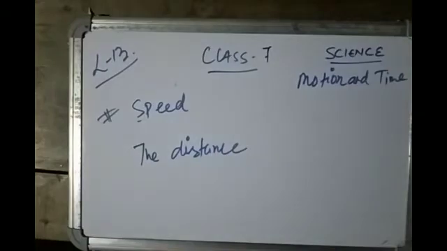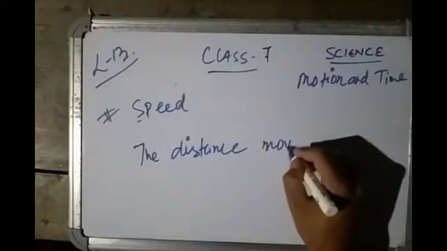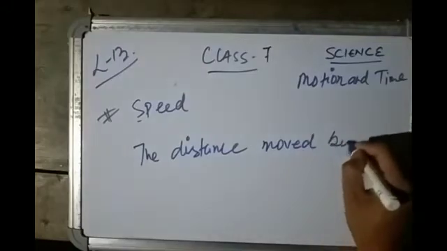So the distance. So what will be the definition of speed? Speed is defined by how much distance is covered in a certain time. So the distance moved by an object.